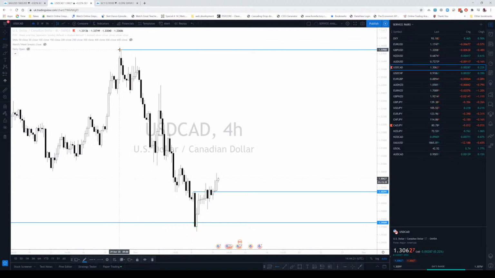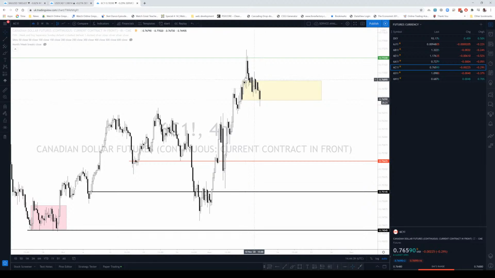I personally think we could continue going up there. Okay, once we clear this high, and I am certain that we are going to do so, once we clear that high, it should spread its wings to the upside. What I'm watching is this.